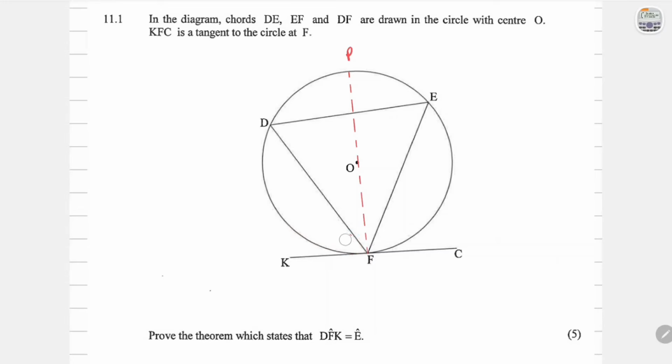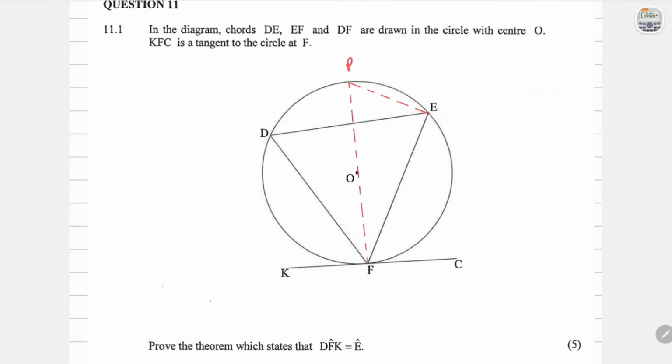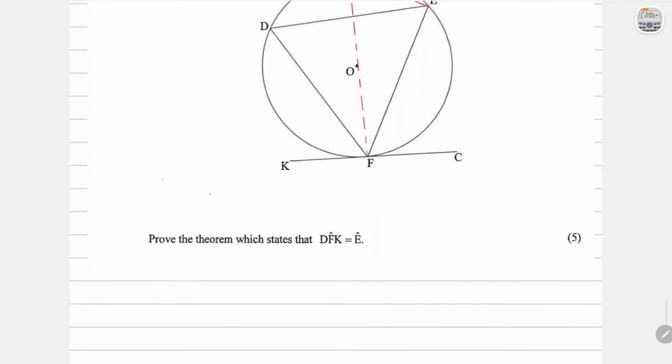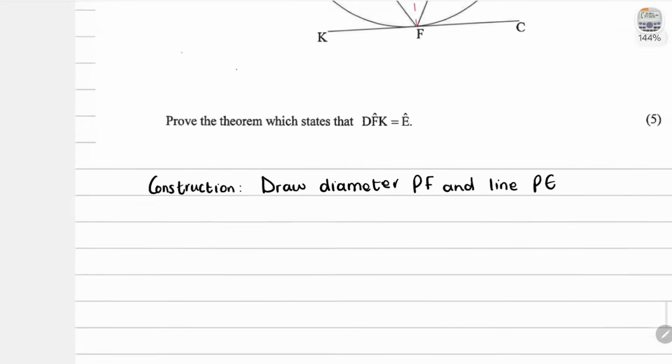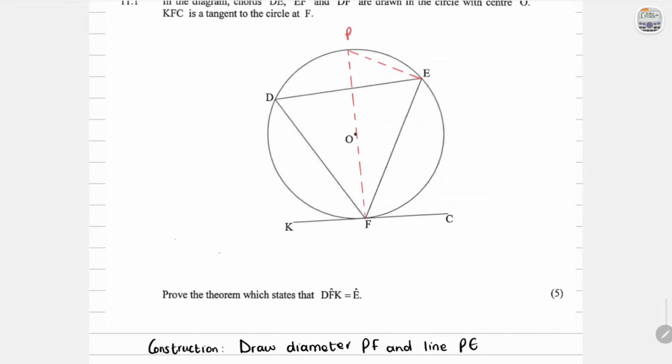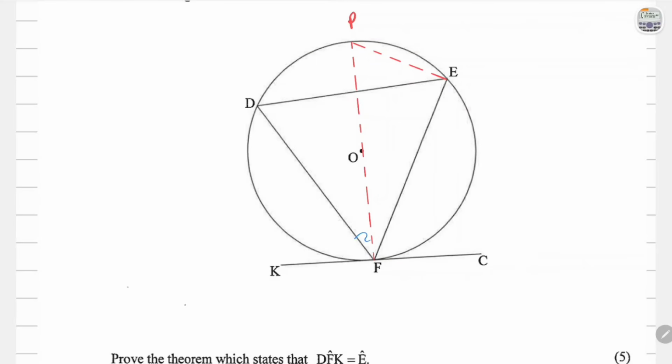So what we're going to do is draw a line joining P and E together so we can create another angle at the circumference there, and that's going to help us to prove this. Okay, and then it's important to just make sure that you write down any constructions that you have made. So let's go ahead and write that down. Okay, so draw diameter PF and line PE. Okay, so we are required to prove that the angle between the tangent and the chord is equal to the angle supported by that same chord. Of course, you have to do this without actually using that theorem. So let's go ahead and name these angles.